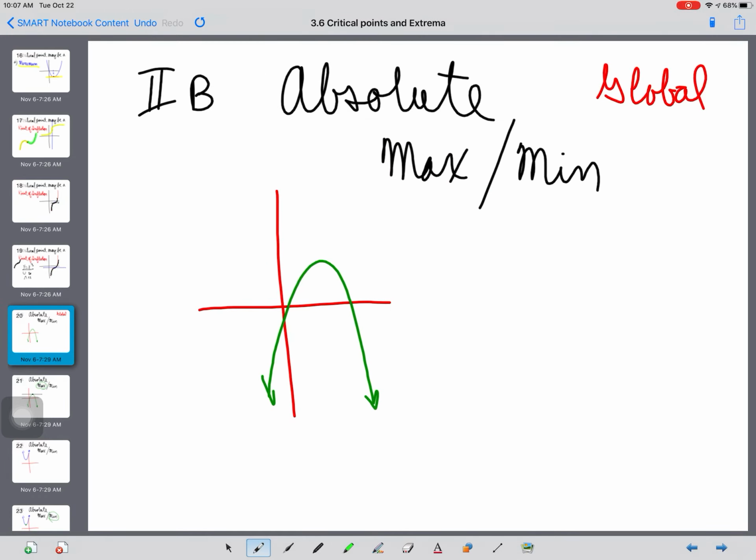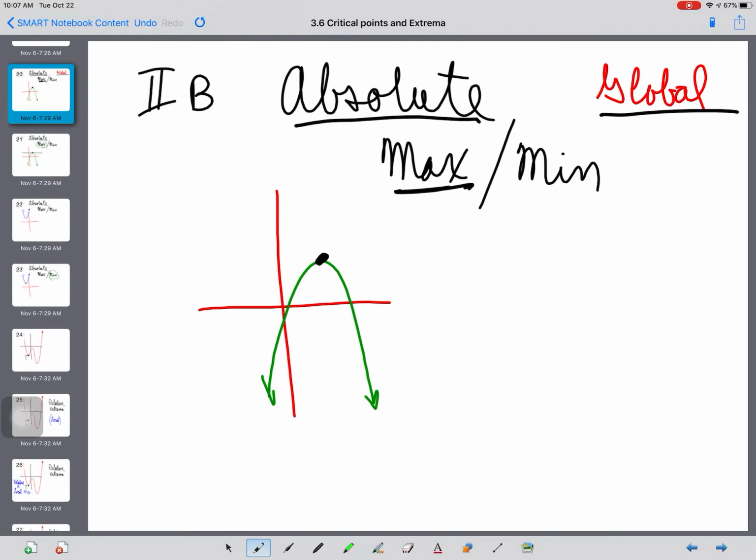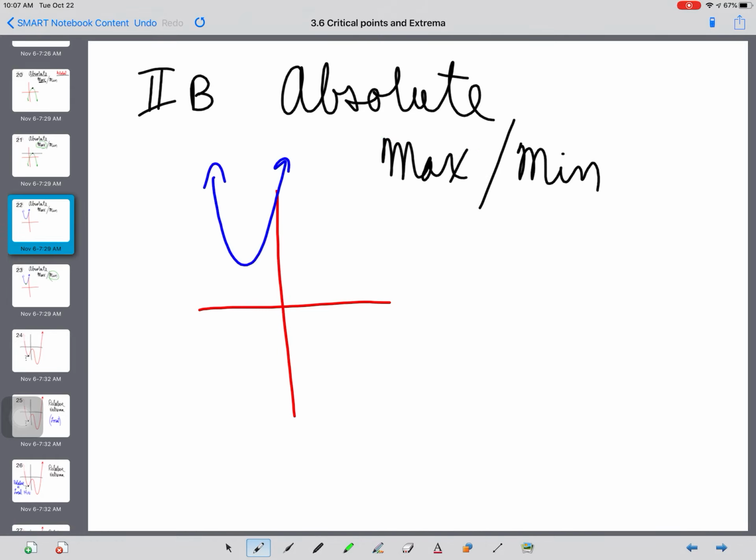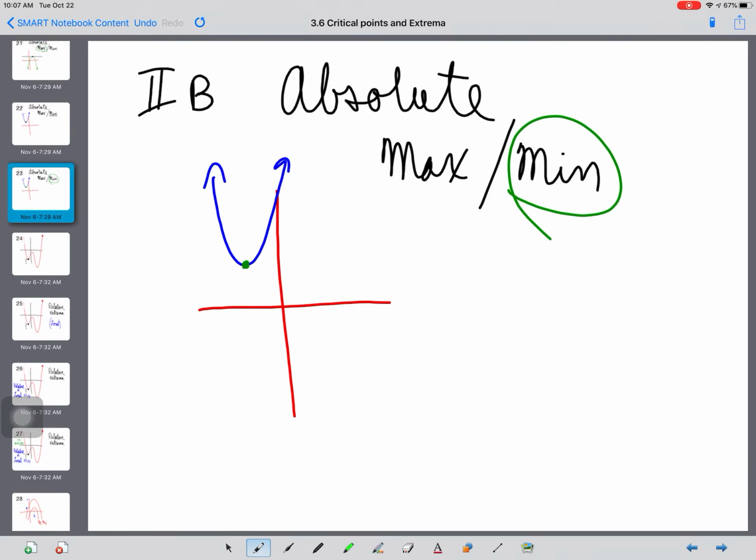So back to the max-min idea. This graph has a maximum, and it has what's called an absolute max, or sometimes referred to as a global maximum. There is no other point on this graph that is higher than that point. It doesn't exist. It's an absolute max. You can also have an absolute min. There is no other point on this graph that's below that point. And so you've got a minimum value.